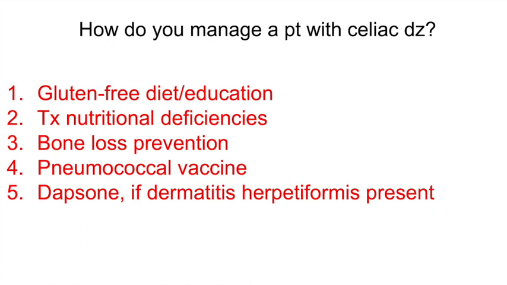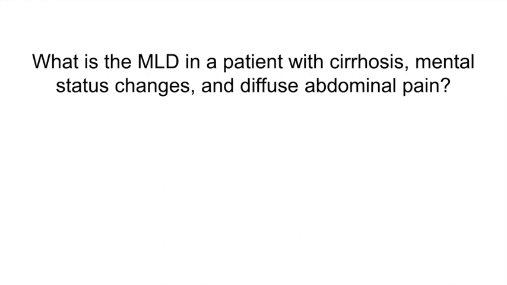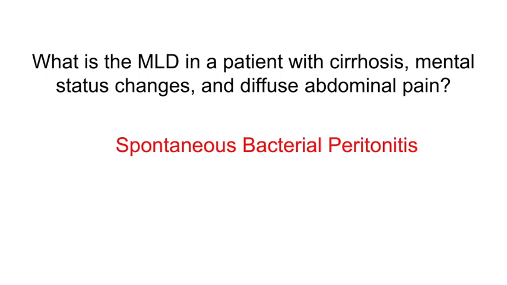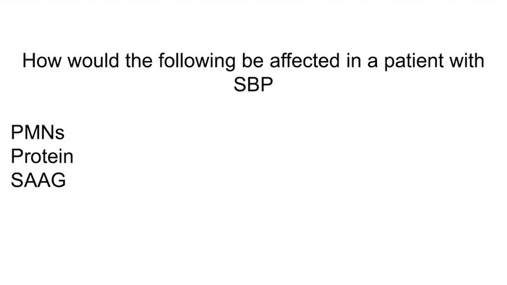What is the most likely diagnosis in a patient with cirrhosis, mental status changes, and diffuse abdominal pain? Spontaneous bacterial peritonitis. Extremely high yield to know this. How would the following be affected in a patient with SBP or spontaneous bacterial peritonitis? So the PMNs would be greater than 250, protein less than 1 gram, SAAG greater than 1.1.